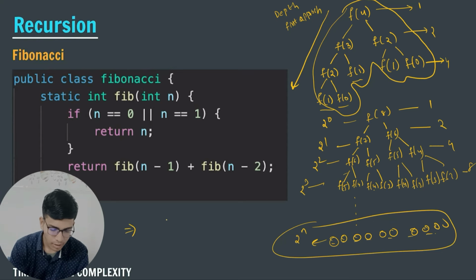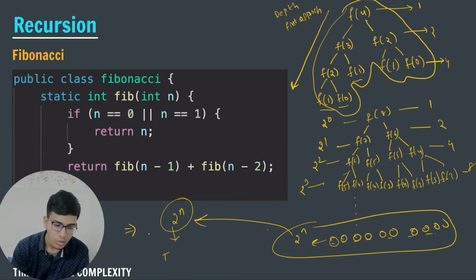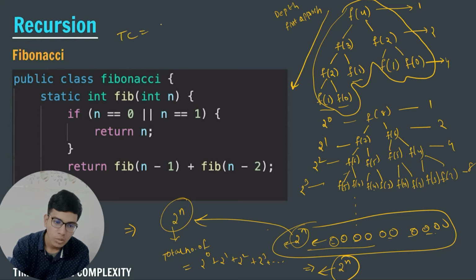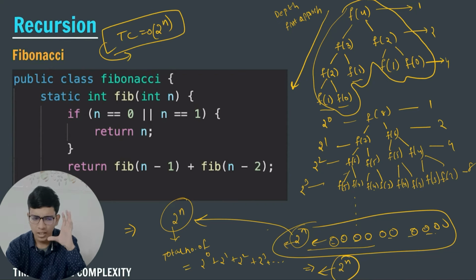So the total number of calls I am performing is 2 to the power of n. This is the worst case for my call stack or recursion calls, and this will become my time complexity. The total number of calls is 2 to the power of 0, plus 2 to the power of 1, plus 2 to the power of 2, plus 2 to the power of 3, and so on, up to my last level, that is 2 to the power of n. At the last level, I am performing 2 to the power of n calls. So my time complexity is big O of 2 to the power of n. This is an exponential time complexity, and this is not a very good time complexity.